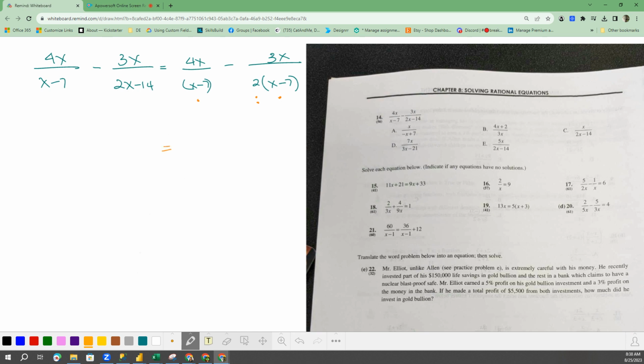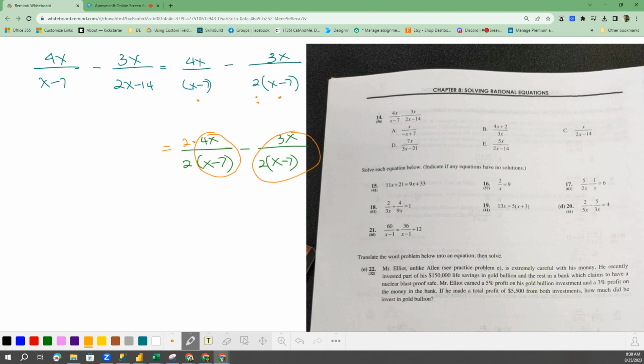Okay, so now you will have all the common denominators. So you have 2 times x minus 7 and 2 times x minus 7. Then we will copy the numerators and then we will do the circle. Okay, so this is that. So therefore you need to multiply this one by 2. And this is all of that. So you just copy that.